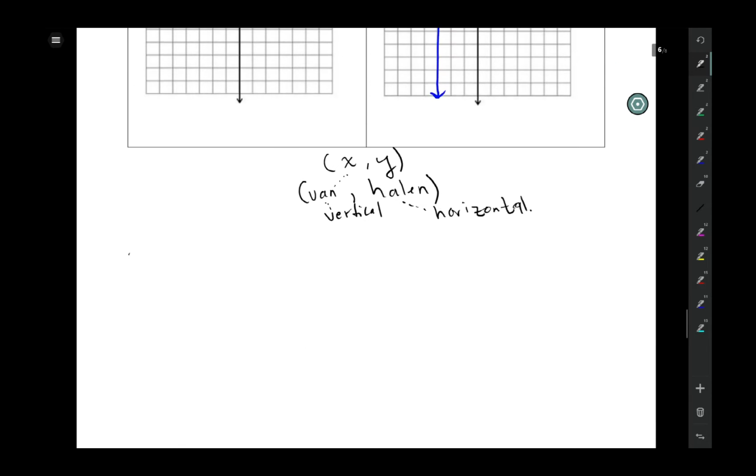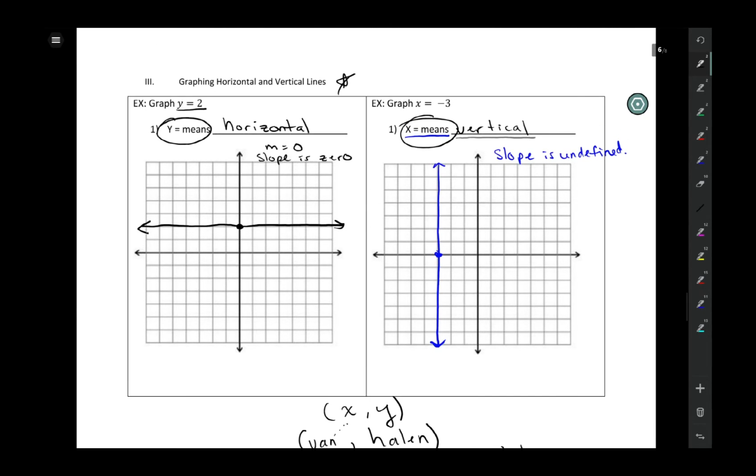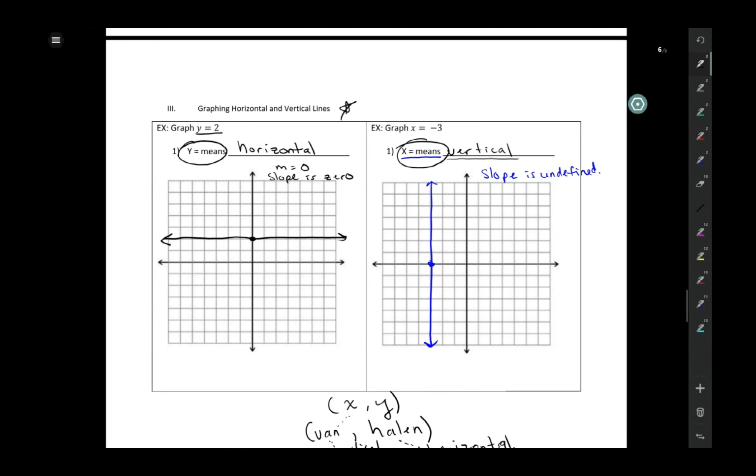Okay? Very quick notes, or they should have been. But again, this is very, very, very important. It's the most commonly mistaken thing. Also, be sure to answer the EQ and know about undefined and zero slopes.